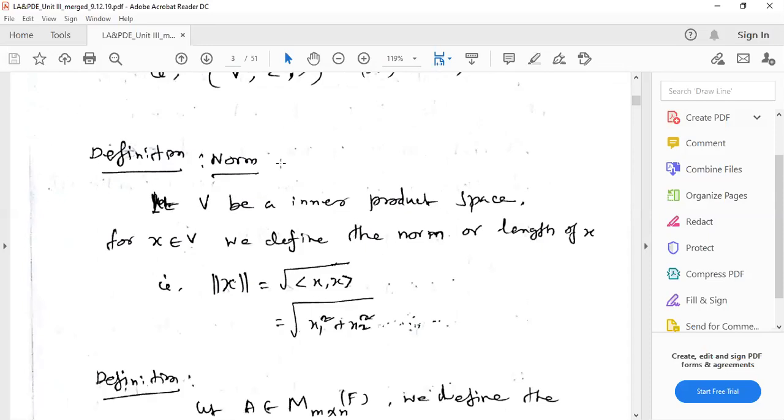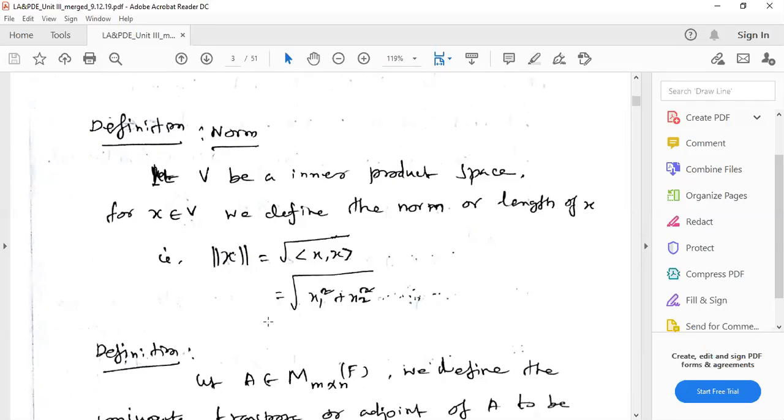And the definition of norm. Let V be an inner product space. For x belonging to V, we define the norm or length of x, that is, norm of x is equal to the square root of inner product of x comma x, or the square root of x1 squared plus x2 squared.